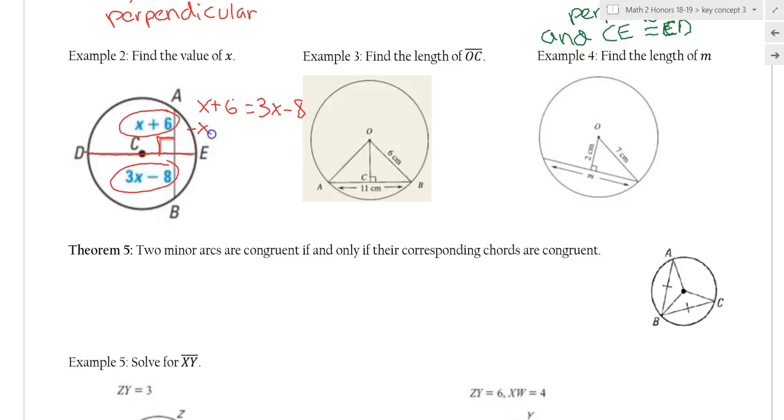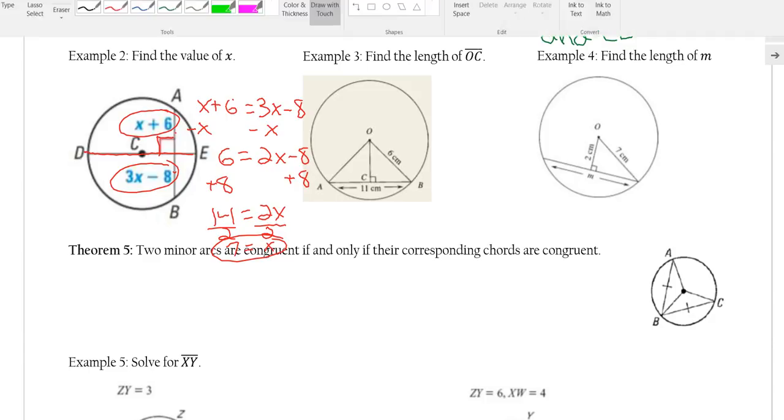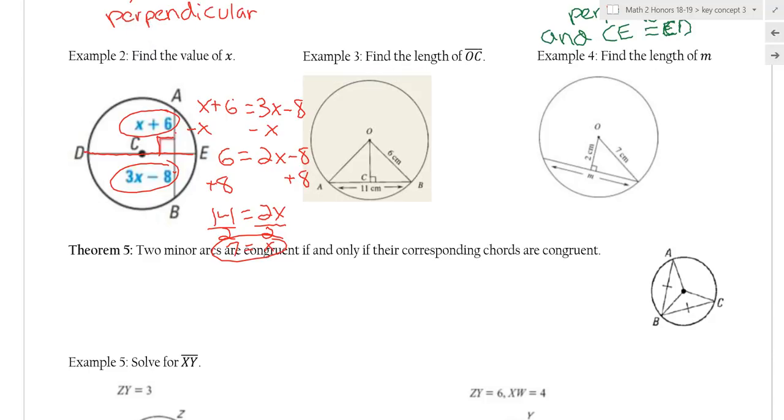I'm going to get my x's together. 3x minus x is 2x. I'm going to add 8 to both sides. And then I'm going to divide by 2. Okay, so x equals 7. So that's one of your big takeaways: if it says it's perpendicular and it goes to the diameter, then both sides of those are equal.